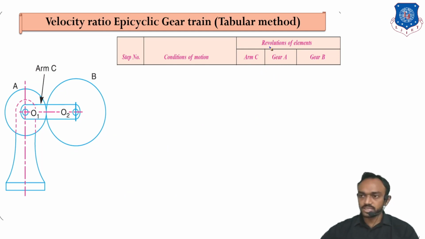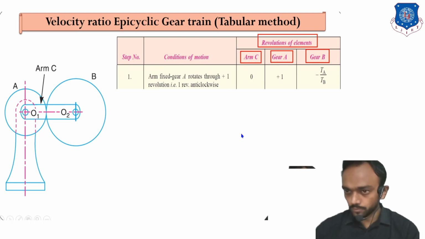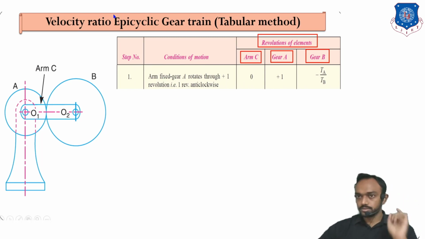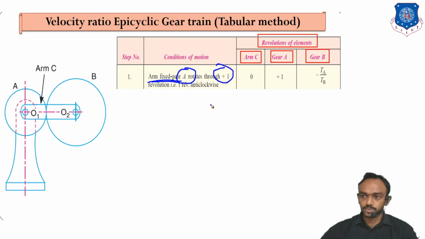And this column represents the revolutions of an element, meaning the RPM of C you can find from this column, the RPM of gear A you can find from this column, and the RPM of the arm from this column, okay. Let's start. What will be the first row? See, the arm is fixed, and gear A rotates +1 revolution, okay.